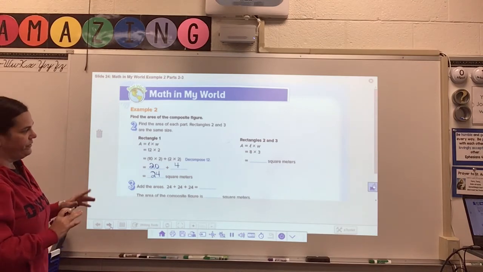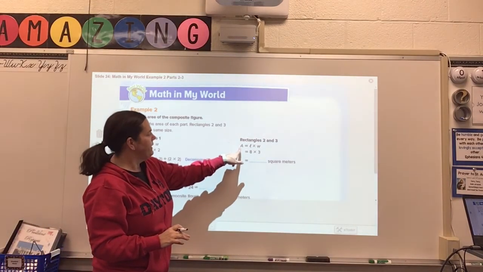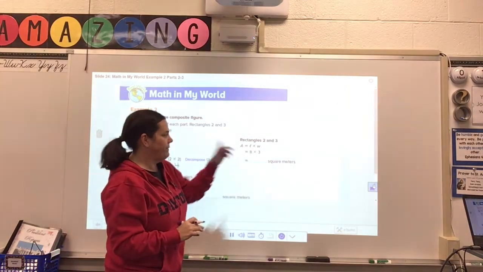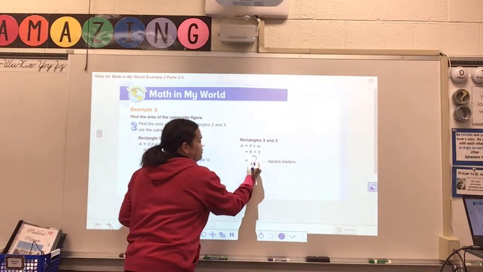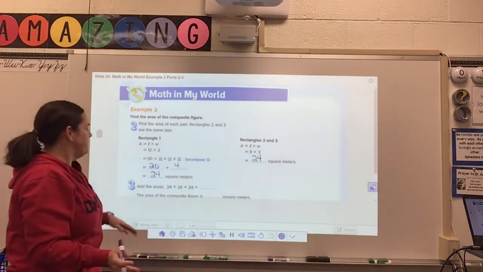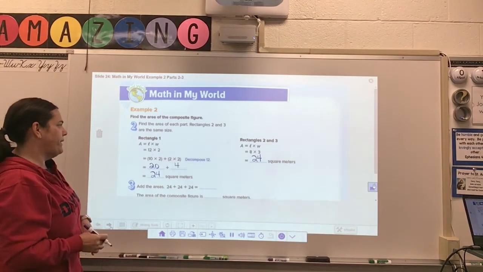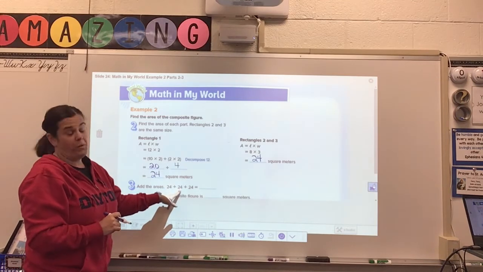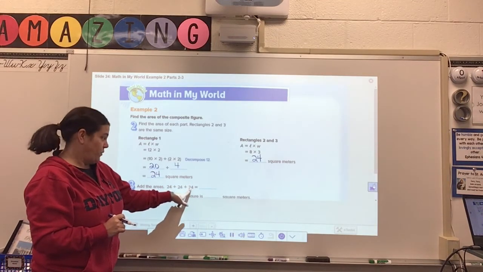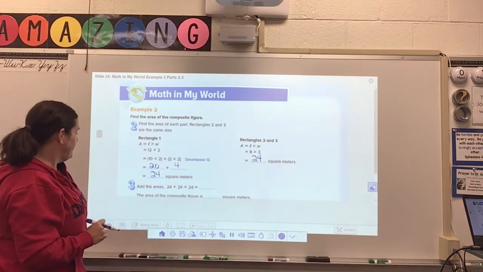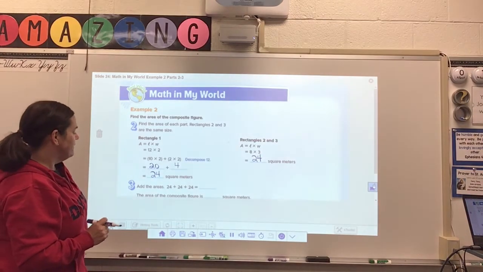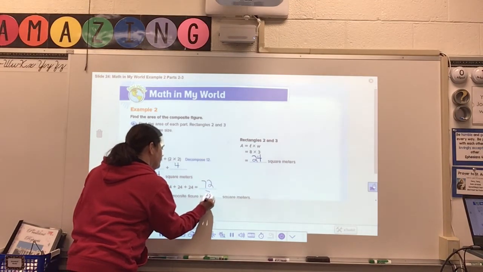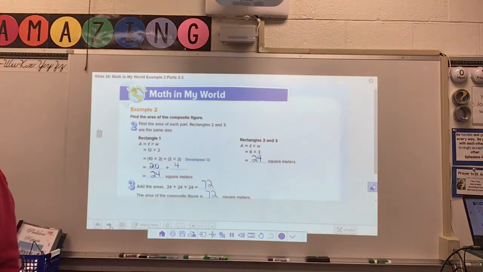Now rectangles 2 and 3, we're still using the same formula for area. Area equals length times width. Both of those had an area of 8 times 3. And 8 times 3 is 24. Okay? The next part is then adding all three sums together. So 24 for rectangle 1, 24 for rectangle 2, and 24 for rectangle 3. So the area is 72 square meters.